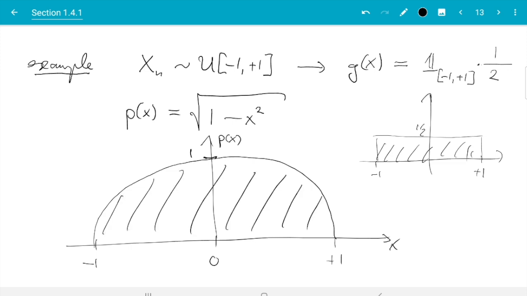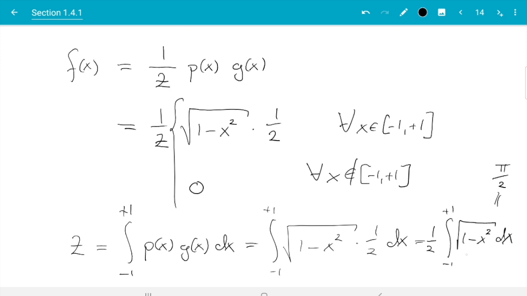So we need this area, and the area of a circle is pi r squared. So since it's a semicircle, we have 1 half pi times radius 1 squared, so we get pi over 2. So in this case, the simple geometric argument tells us what to do, and z, we see from that, equals 1 half times pi over 2, which equals pi over 4. And with this, we are done.